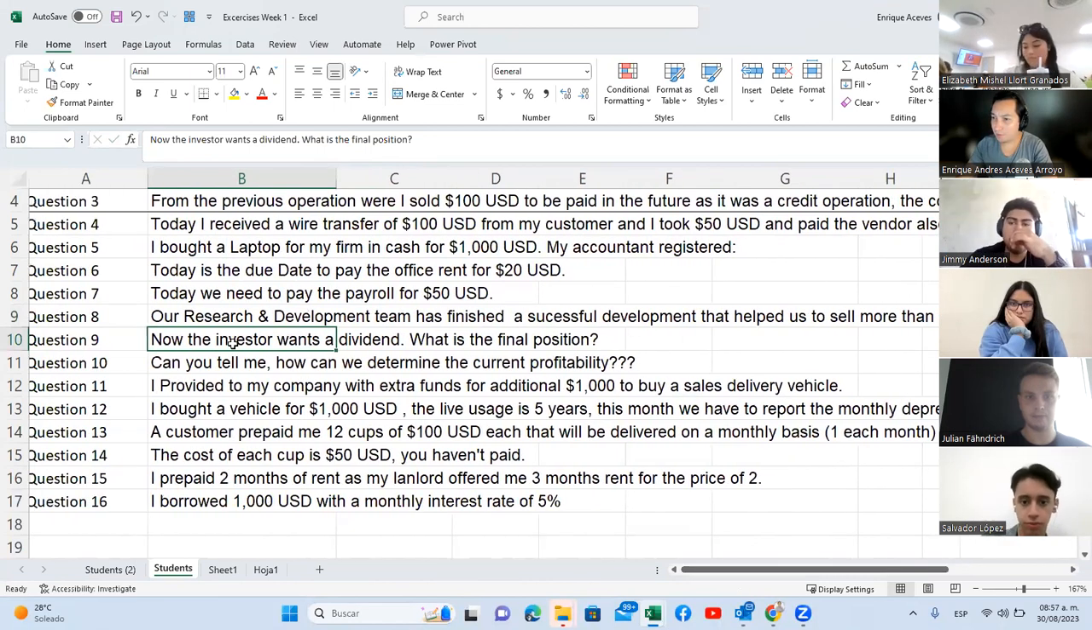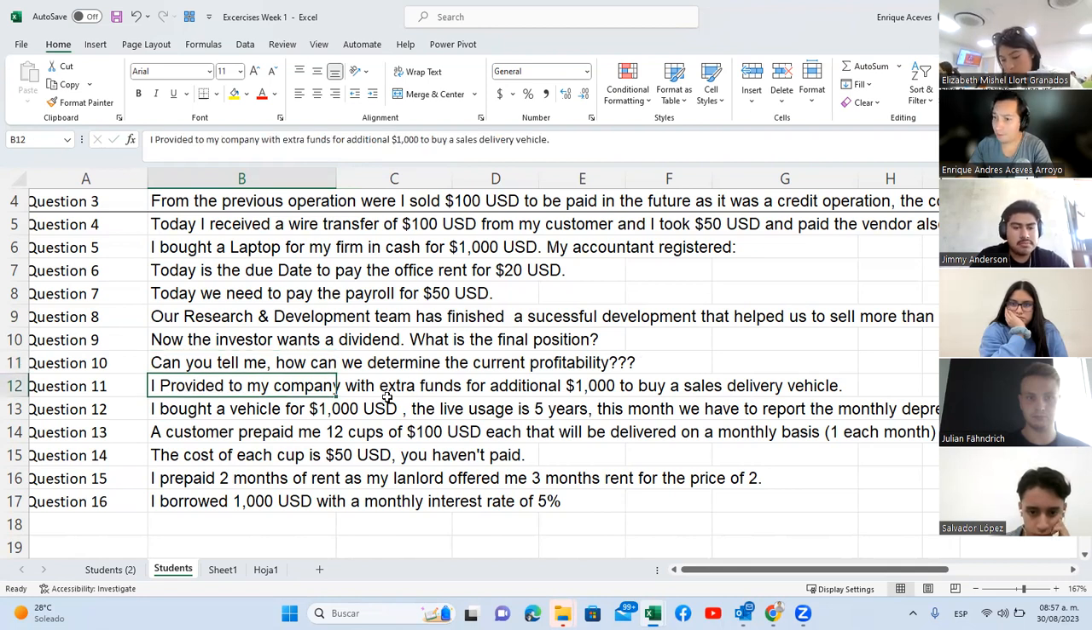Now the investor wants dividend. No, we need to get to the final position before. Can you tell me how can we determine the current profitability? I will teach you today. I provide to my company extra funds for an additional 1,000 to buy a sales delivery vehicle. The vehicle is in question 12. So question 11, who can answer question 11?